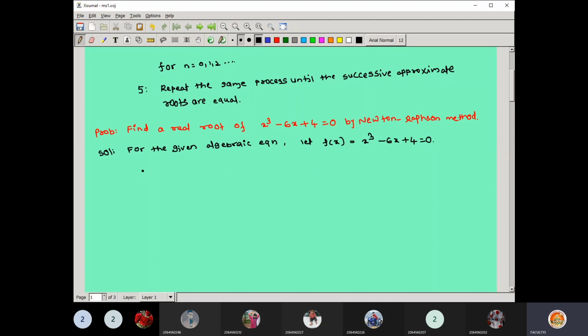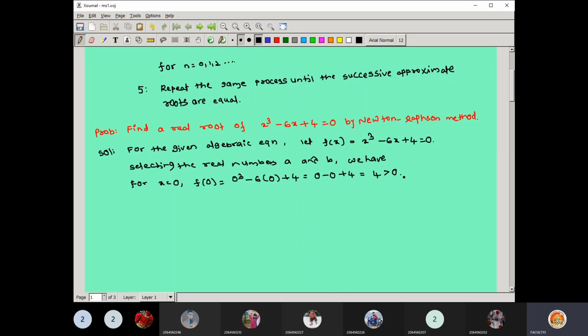In order to select the real numbers a and b, same procedure. Suppose for x equal to 0, f of 0 equal to 0 cube minus 6 into 0 plus 4. So you are getting 0, 0, and here it is only 4. So 4 is greater than 0. So the first one is positive here.